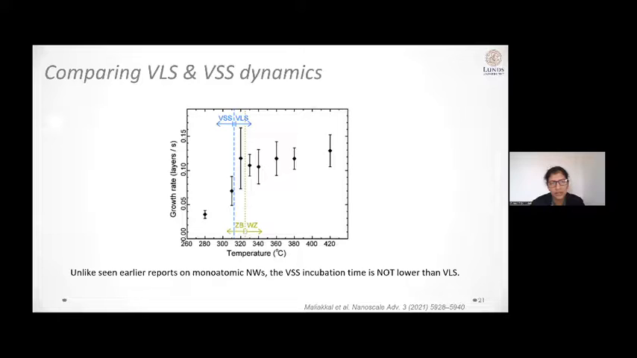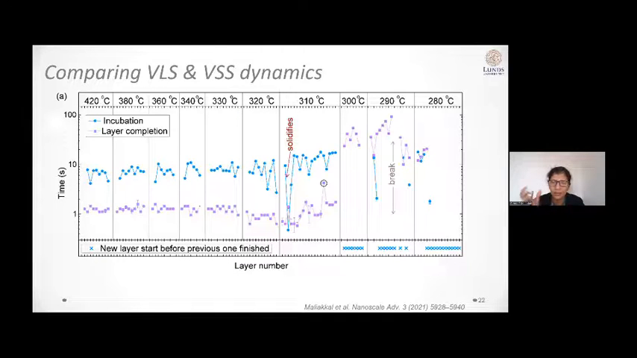Now let us look in detail at the two different parts that we discussed before, the incubation part and the layer completion part. So this graph is slightly confusing. What I have plotted is, as I'm cooling, I'm looking at each layer completion as a function of, you can either call it the layer number, or this is just progressing one after the other. You can say the x-axis is almost like time.